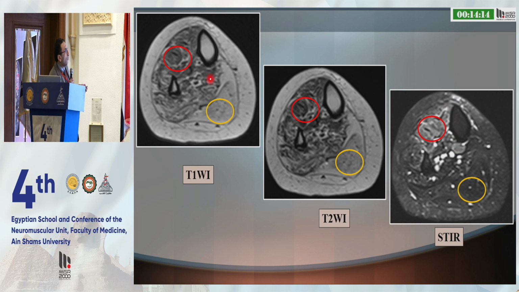While the anterior group of muscles, namely the extensor hallucis, is more or less normal with T1, slightly high with T2, and bright with STIR, denoting edema. So in this patient, both muscle fatty infiltration and muscle edema coexist. These are the different stages of muscle affection by the same disease.